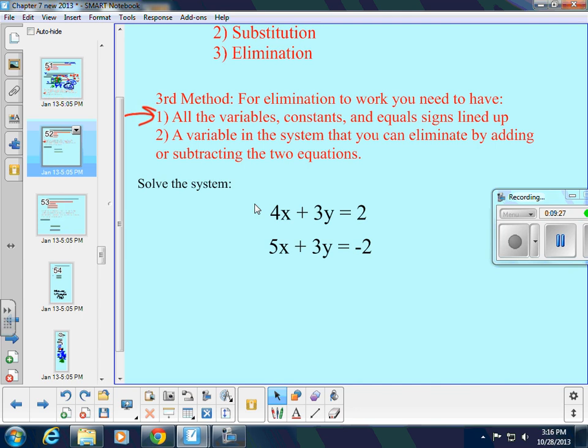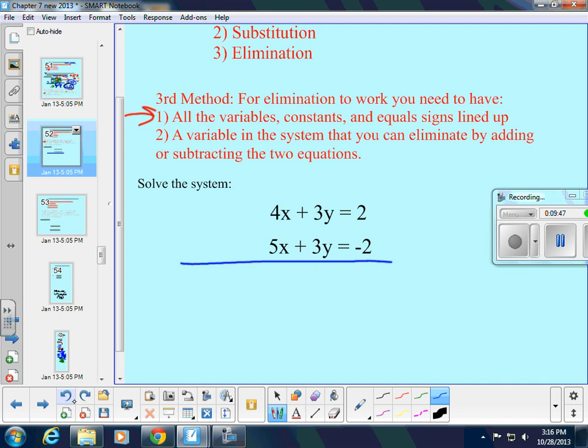Number 2, a variable in the system that you can eliminate. You need a variable in the system that you can eliminate. So now I need to determine, can I add or subtract these equations together and get rid of one of the variables. If I look here, I have 3y and 3y. So this tells me, since I got the same number there, that's probably a good hint that I can eliminate those. In this case, I'm going to subtract.